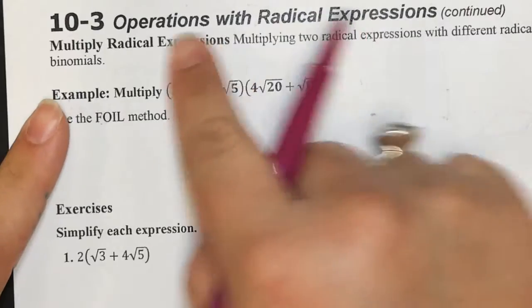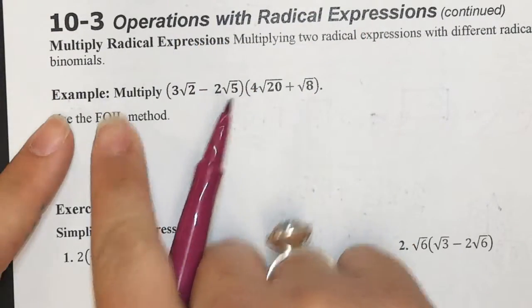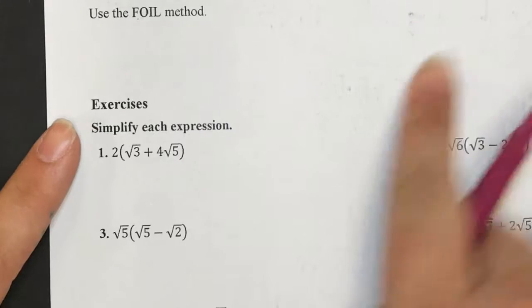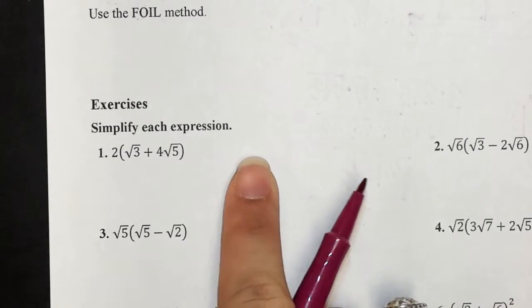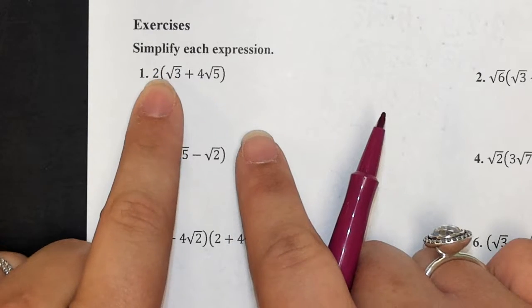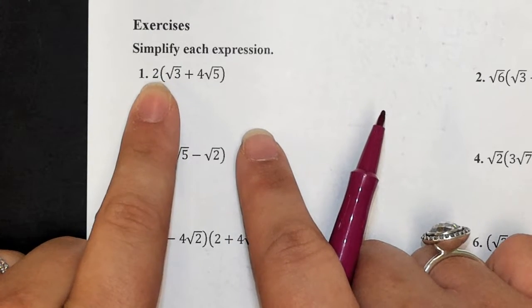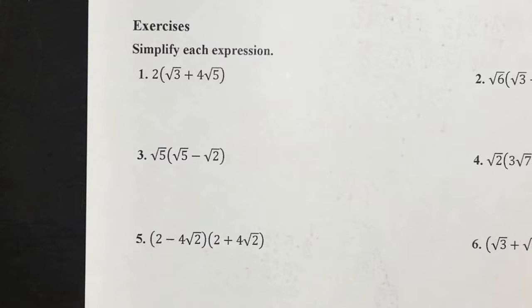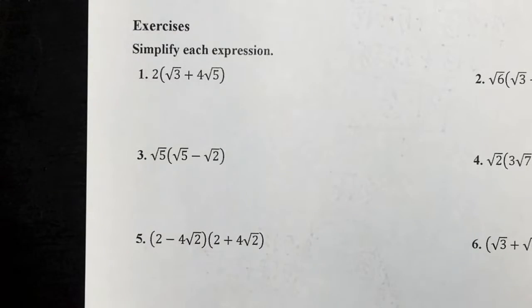So I want to skip this example for right now because that example is kind of hard. I want to start off on a lighter note. So if you look at 1, that's just a 2 that is outside of your parentheses. So we need to distribute. But the big thing to remember is you can only multiply outside with outside, inside with inside.